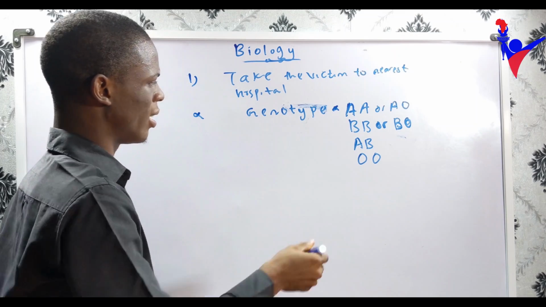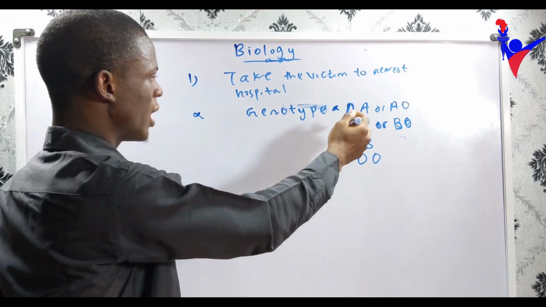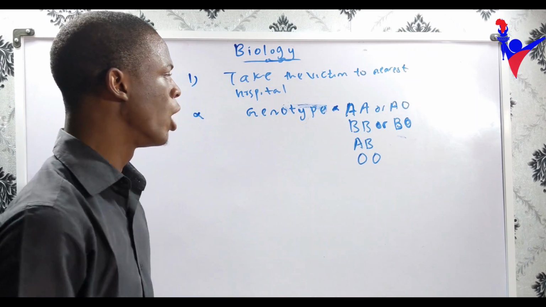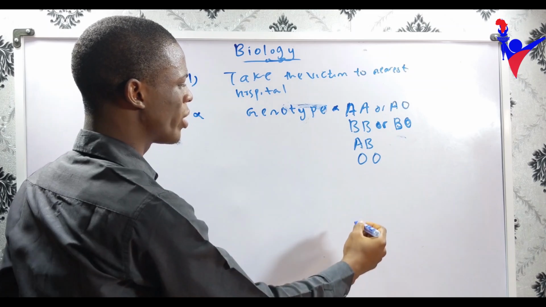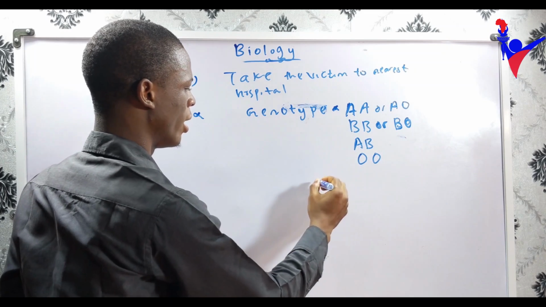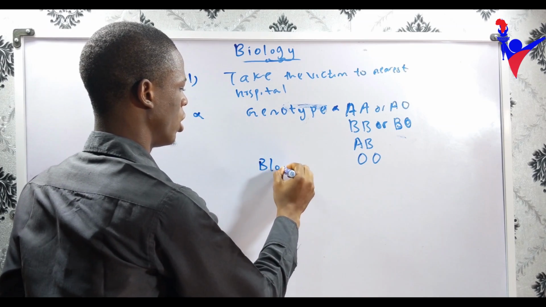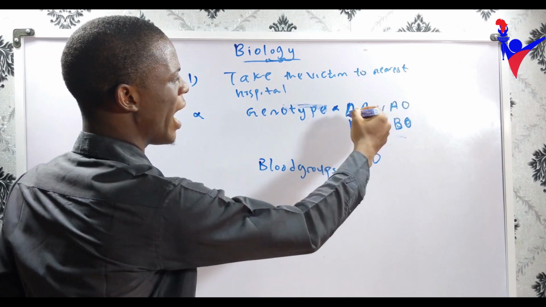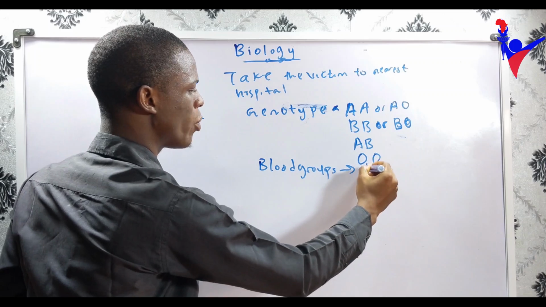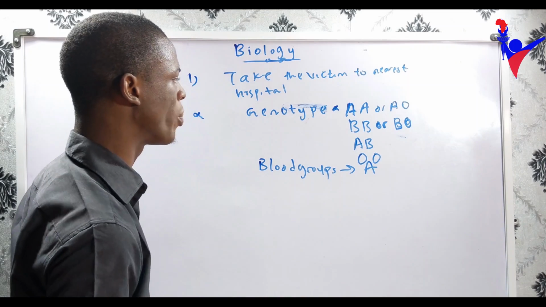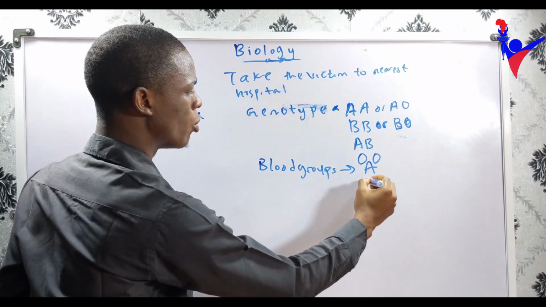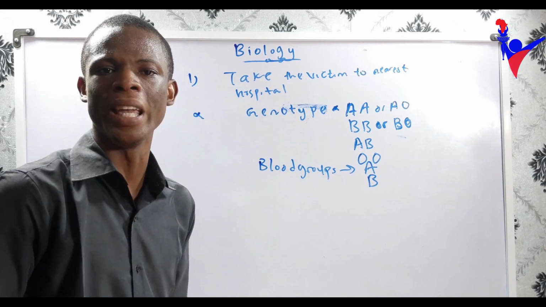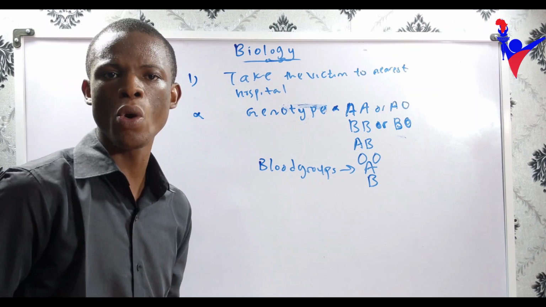The blood group is a phenotype of the genotype. So how many blood groups do we have? We have blood groups which we can guess from our genotype. AA or AO gives blood group A. We can only have blood group A with that. And with BB or BO, we have blood group B. Because A and B are dominant, they are codominant.